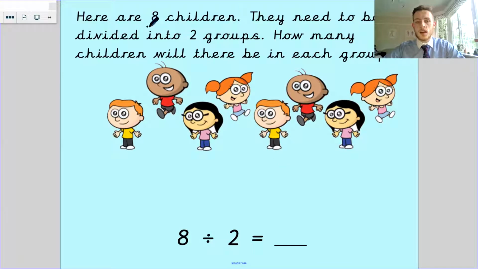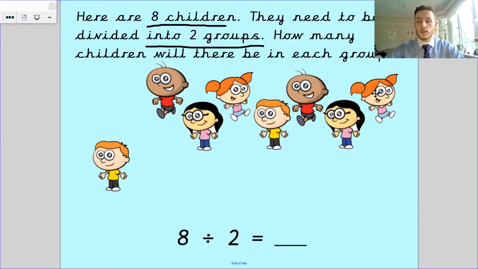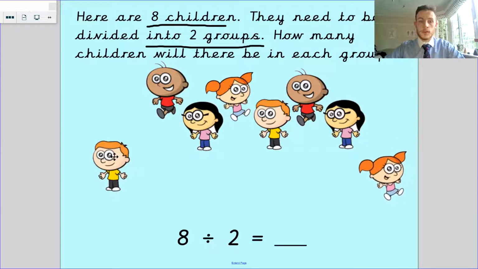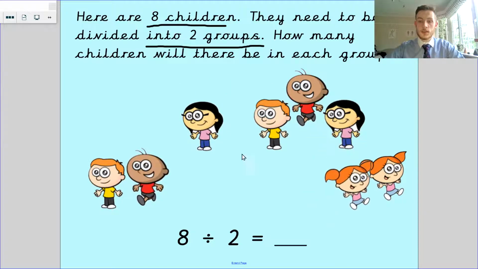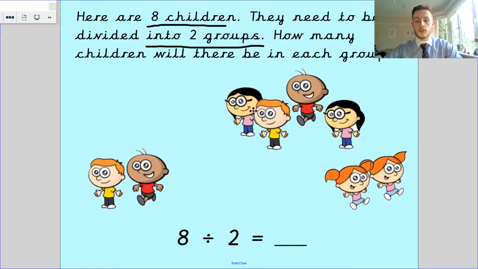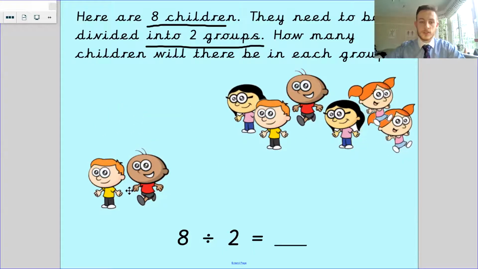It says, here are 8 children. They need to be divided into 2 groups, not groups of 2. They need to be divided into 2 groups. So this time, this number is missing. So let's find out. I need to put them into 2 groups. So now I'm sharing 1 group and another in another group. So 1 in one side and another in another side. 1 in one side. So this is the, let me start again. Sorry, I don't want to confuse anyone.